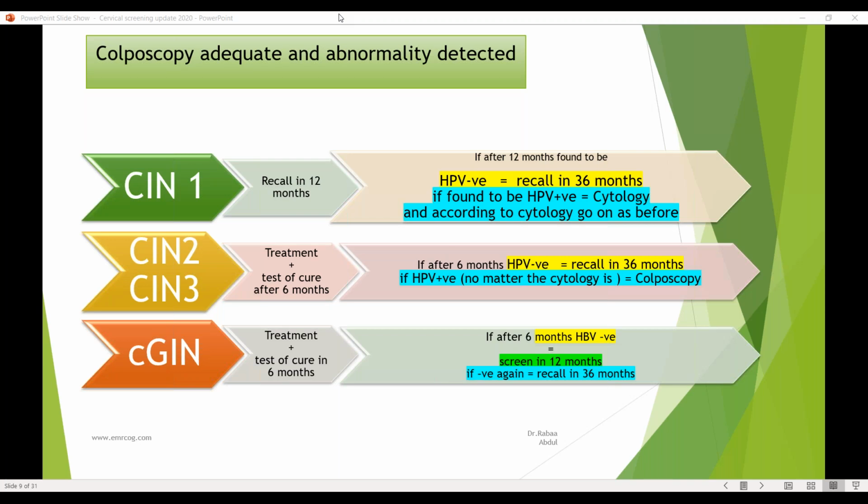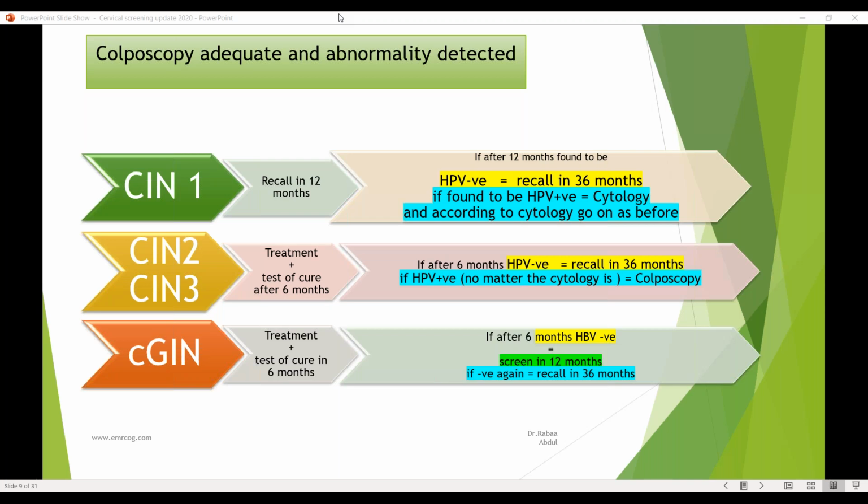Going to the exam scenarios, you have CIN1, the colposcopic examination was adequate, confirmed by biopsy, or he may tell you colposcopic impression of CIN1. It's okay, both are the same. What shall you do? I will recall in 12 months.